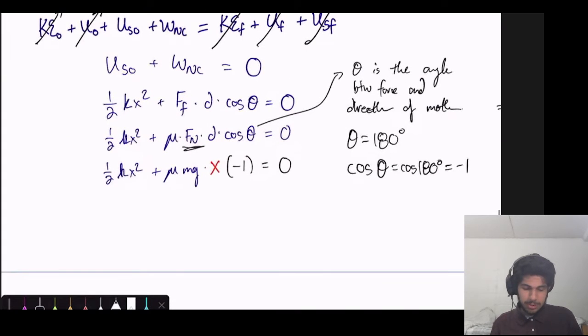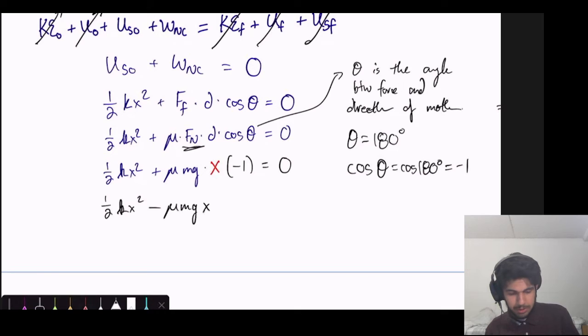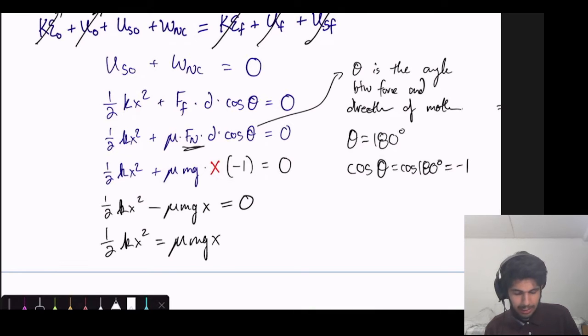And now we just have to solve for mu. So we get 1/2 kx squared minus mu mgx, since the -1 changes this plus sign to a minus sign. This equals 0. So 1/2 kx squared equals mu mgx, just adding this term on both sides. And now we can divide by this mgx on both sides.